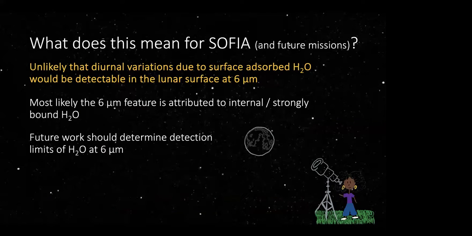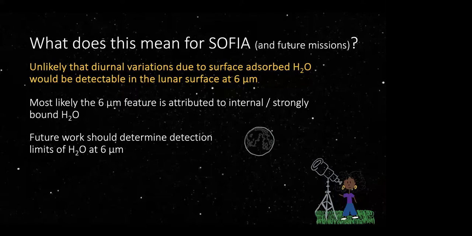And so what does this mean for SOFIA or just other future lunar remote sensing missions in general? I think it's perhaps unlikely, or it definitely calls into question the likelihood, that we would see diurnal variations on the lunar surface due to adsorbed water in the 6 micron region, right? We can't detect the removal or gain of surface adsorbed water in the laboratory for these lunar analog samples and these lunar soils. And we have a lot of water in the terrestrial atmosphere, and there's considerably less in the lunar exosphere. So it might not be possible to actually observe diurnal variations at 6 microns.